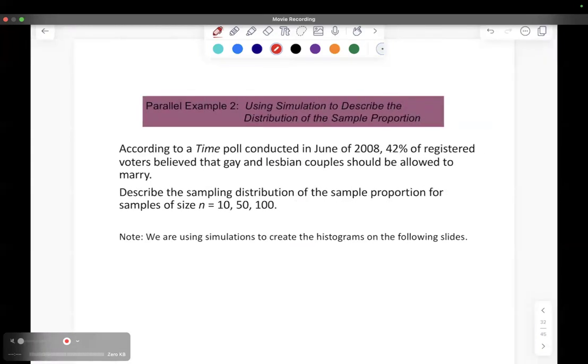All right. So once again, we're going to look at some data and some graphs so you can see what happens. According to a Time poll conducted in June of 2008, 42% of registered voters believe that gay and lesbian couples should be allowed to marry. So we're going to look at the sampling distributions of the sample proportions with different sample sizes. I'm going to use simulations and create histograms for sample sizes of 10, 50, and 100. So let's take a look.